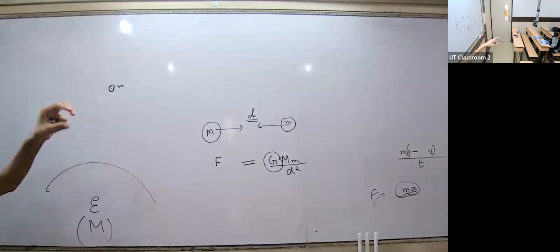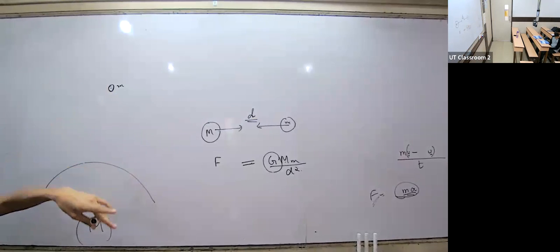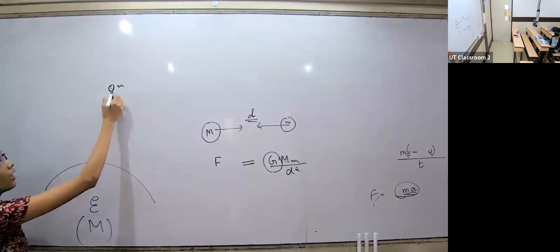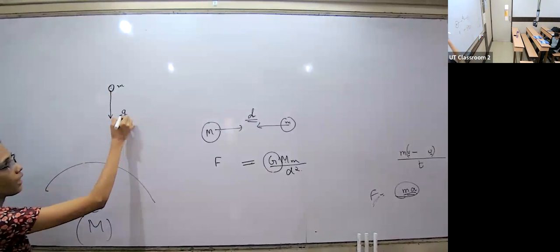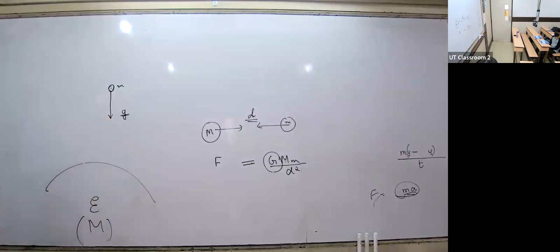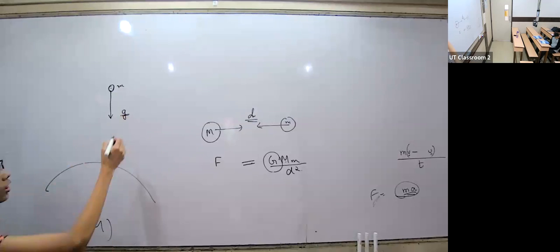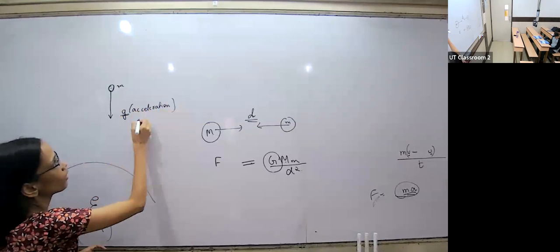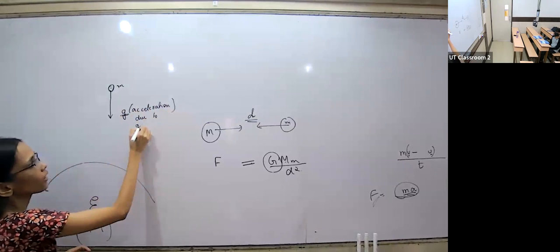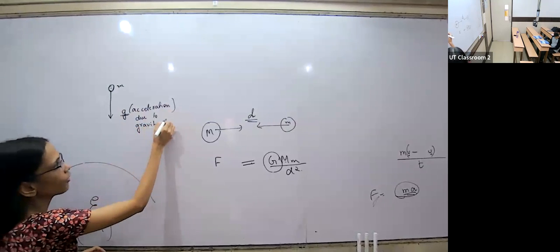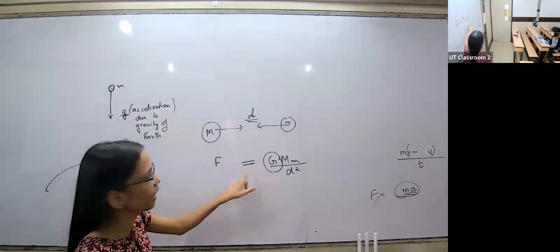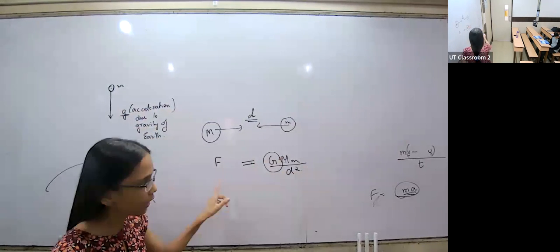As a body falls, what happens to its velocity? It keeps increasing. When velocity is increasing, it is accelerating, okay? And that acceleration is represented by the letter g. You remember that? So this acceleration is acceleration due to gravity of Earth.